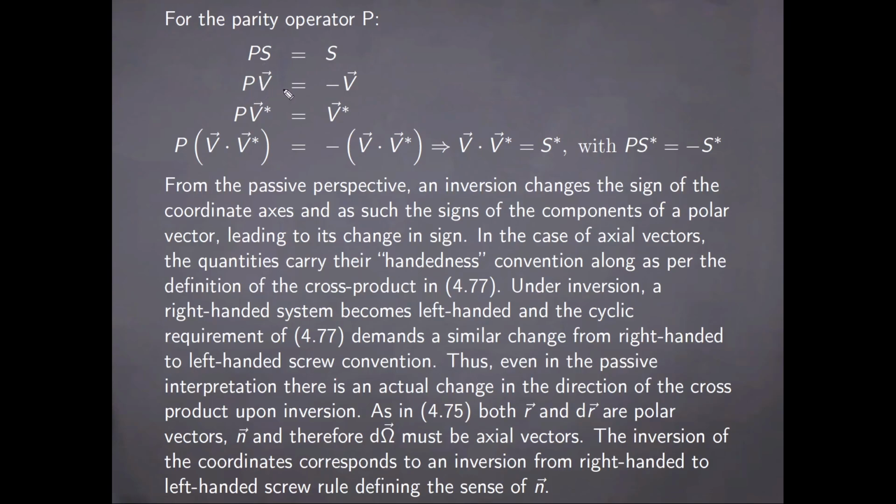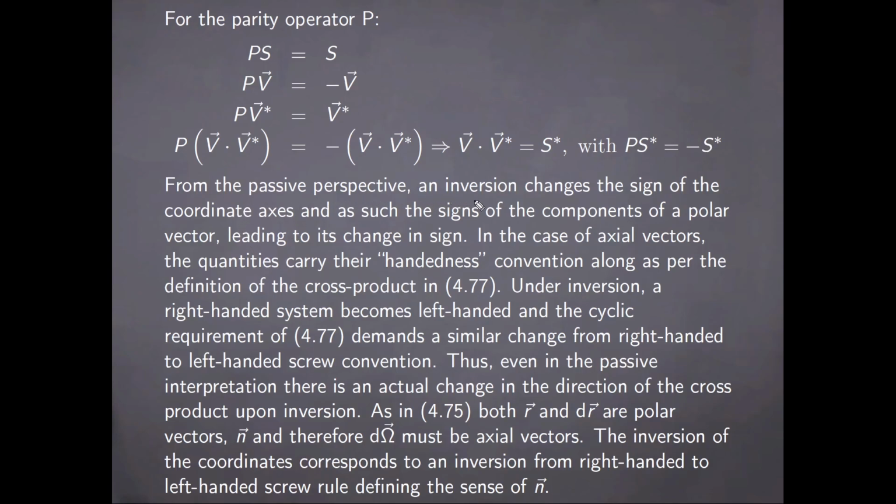Vectors change sign under a parity transformation, which is simply going from a right-handed to a left-handed coordinate system, and in this case the vectors change sign. Pseudovectors are invariant to a parity transformation, and the dot product between a vector and a pseudovector changes sign, and this is known as a pseudoscalar.